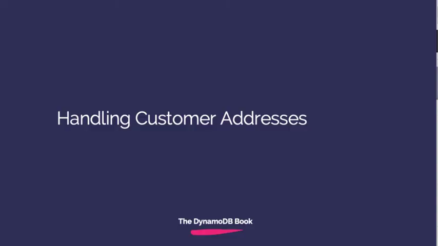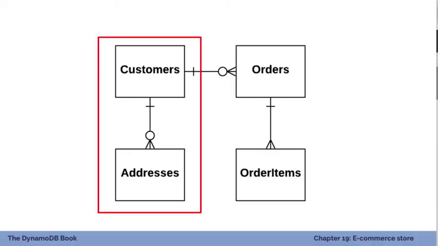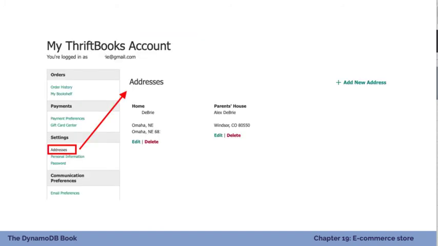Let's move on there and handle our first one-to-many relationship we have here, which is customer addresses. So if we go back to that ERD, we have customers and addresses there on the left side, and there's a one-to-many relationship between them. And we need to think about how to handle that. And if you go back to our actual pattern, you can see it. Here's where the addresses will be listed.